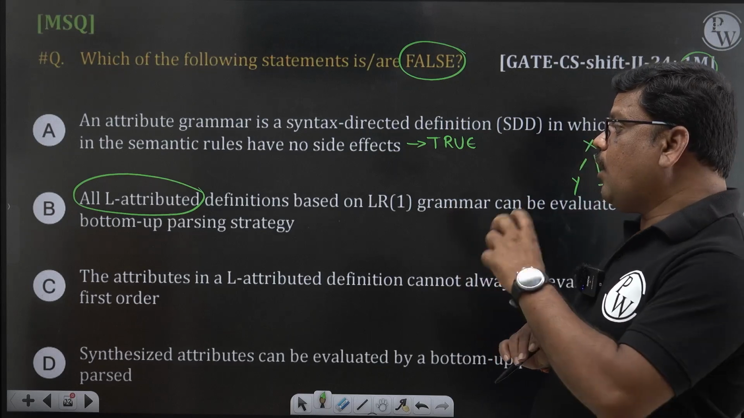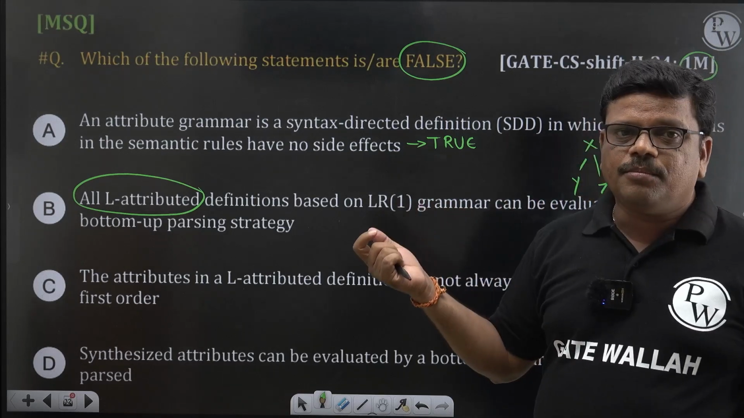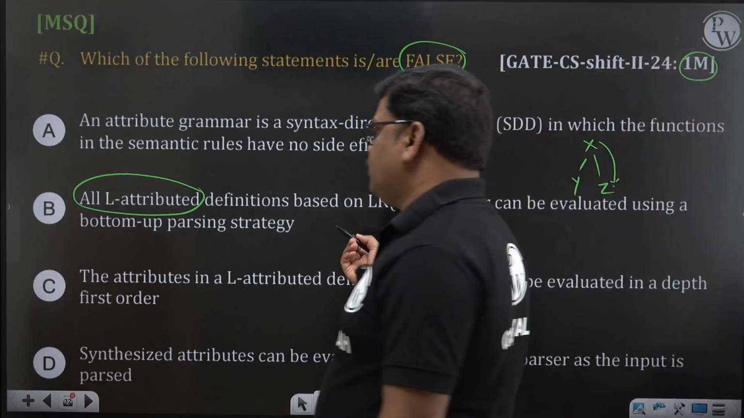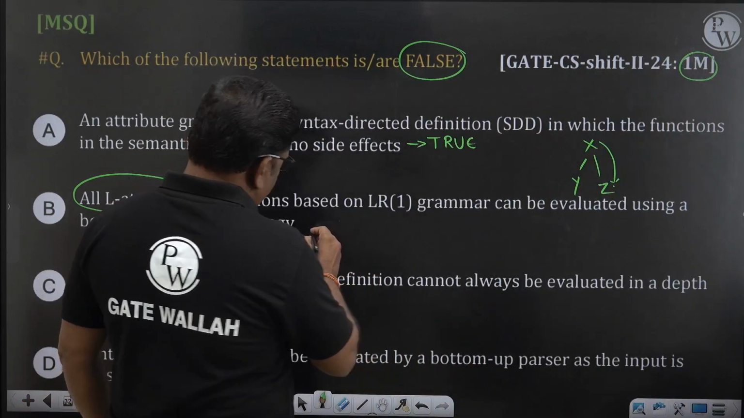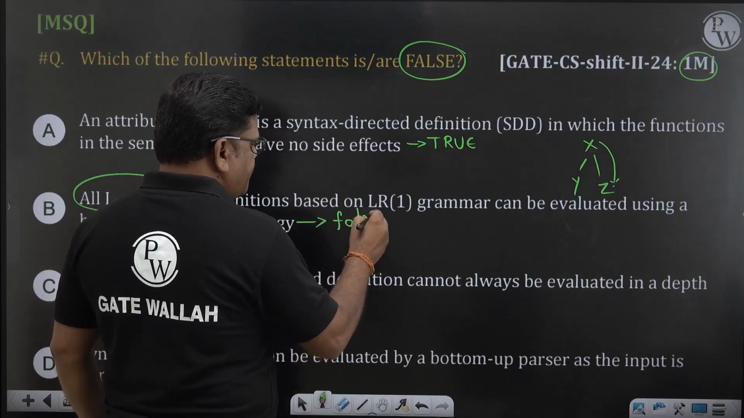That is why all L attributed definition based on LR1 grammar can be evaluated using bottom up parsing, he is saying, so all L attributed is difficult. So, for this it is false.